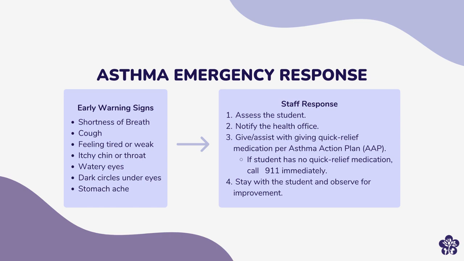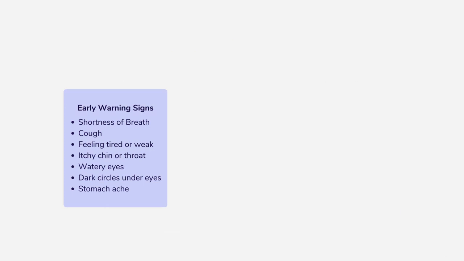In response to these early warning signs, staff should assess the student for any asthma symptoms. They should notify the health office, and then they should give or assist with giving quick relief medication per the student's AAP. If the student has no quick relief medication, call 911 immediately, and then stay with the student and observe for improvement.